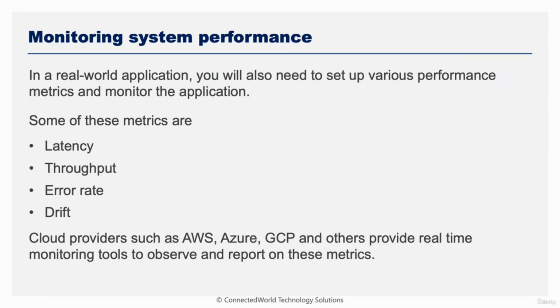Next, let's talk about monitoring system performance. In a real-world application, you will need to set up various performance metrics to monitor the application. Some of these metrics are latency, throughput, error rate, drift, and so on. Cloud providers such as AWS, Azure, GCP, and others provide real-time monitoring tools to observe and report on these metrics. Take, for example, the drift that I have mentioned here. What would happen when you introduce new products in the store or you expire old products and your sources folder or the knowledge base is not up to date with that information? Clearly, this is a scenario of drift where the LLM would start providing wrong answers to the user's questions. So to avoid this drift, you have to make sure that your knowledge base is up to date all the time.